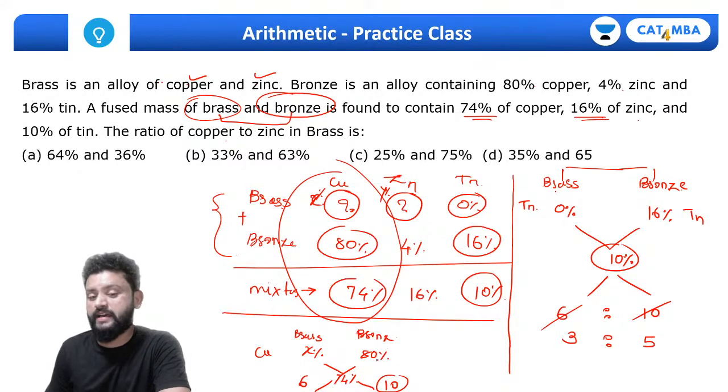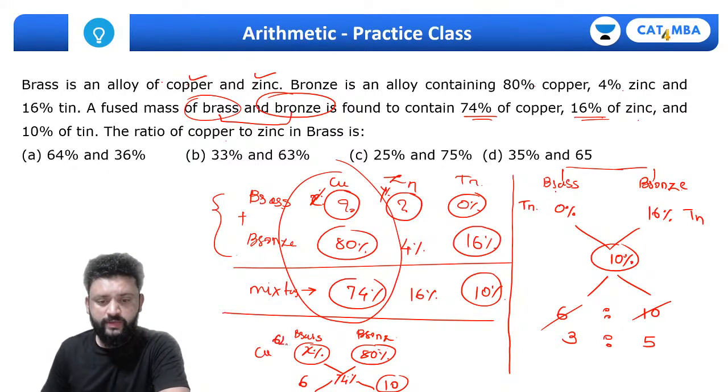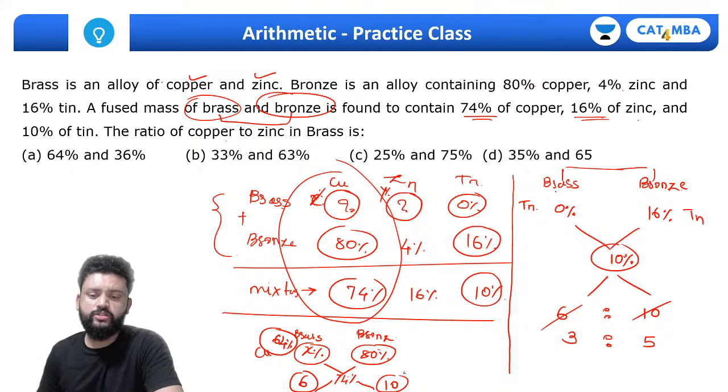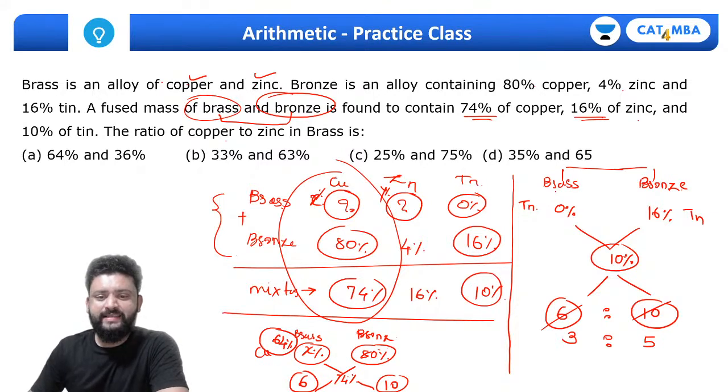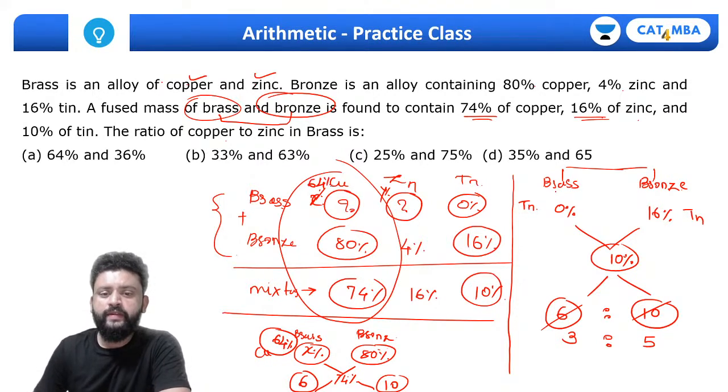It is less than 80, means definitely X has to be more than 74. So this has to be 64%. That's the only possible value where you can get the ratio as 6:10, which is 3:5. Hopefully you understood this. So that's why I can say copper in brass is 64% and zinc must be 36%.